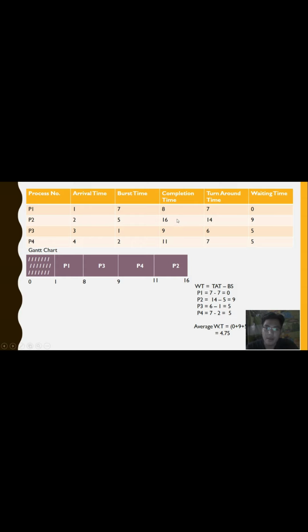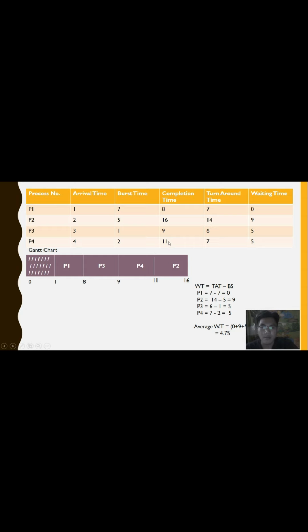Then next is the completion time for P3, which is 9. Then the arrival time is 3. So 9 minus 3 is equal to 6. And for P4, the completion time is 11 minus the arrival time, which is 4. That's why the turnaround time is 7.